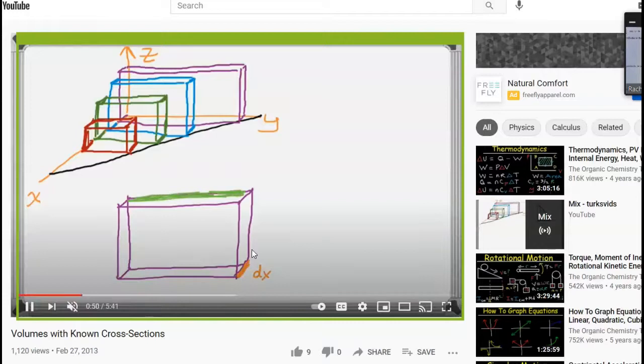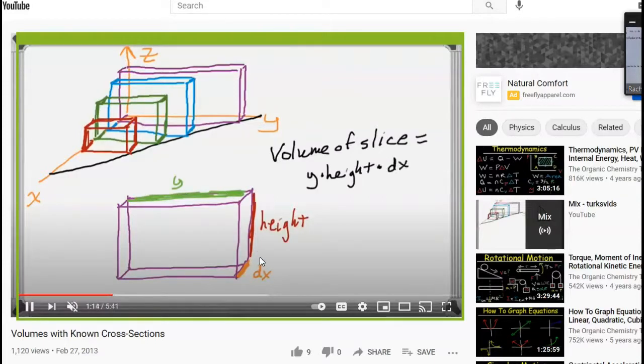In order to do that rectangle, dx is going to represent the width of the rectangle, y is going to represent your length, and x is going to represent the height. So you end up with volume, which is length times width times height, utilizing all three pieces, where y, the y equation given to you, is the length, the height is h, and dx is the width.